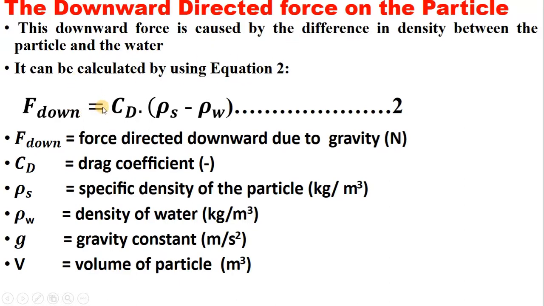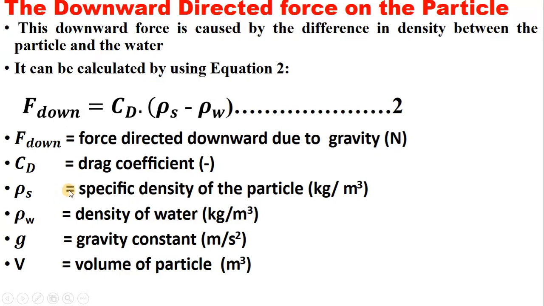Then the downward force is equal to the drag coefficient multiplied by the specific density of the particle minus the density of water. Where F down is equal to the force directed downwards due to gravity, which is in Newton, then CD is equal to the drag coefficient, which is unitless or dimensionless.